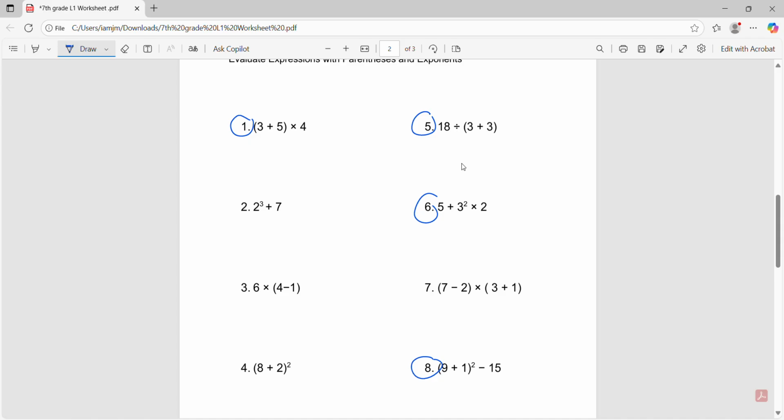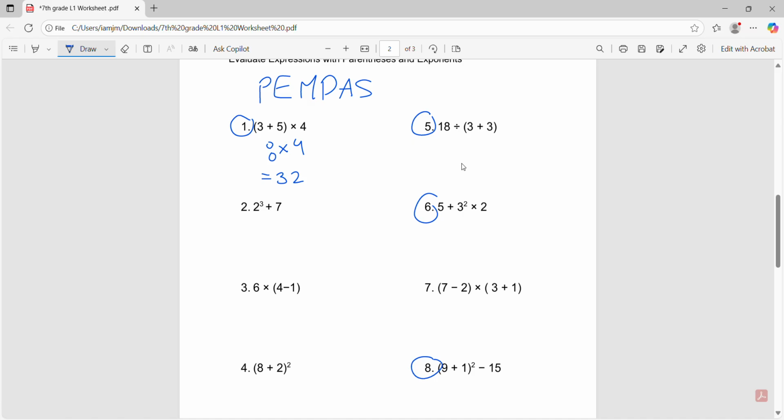Okay, so number 1. It was as how we did in the earlier pages before. We're a bit more familiar with this one. We're doing good. 3 plus 5 inside the parentheses. The numbers inside the parentheses, 3 plus 5, which is 8, times 4. 8 times 4 will be 32. Nice job. We're doing good at this.